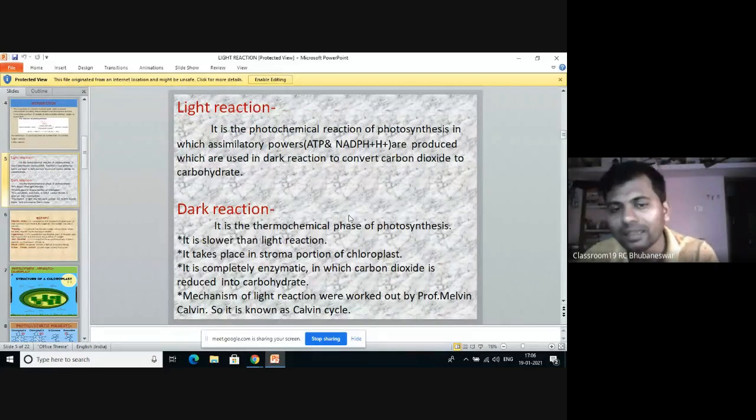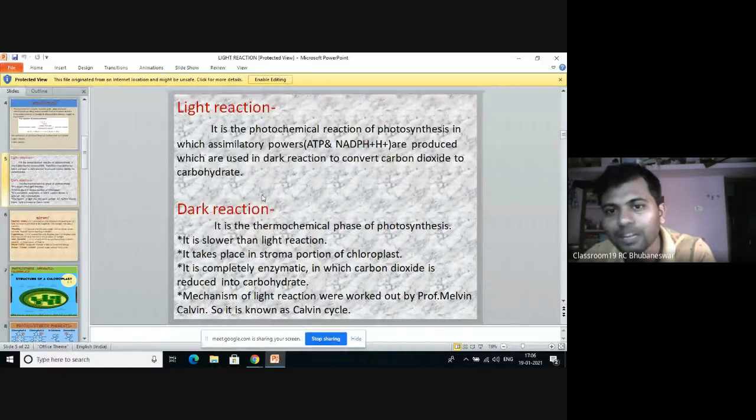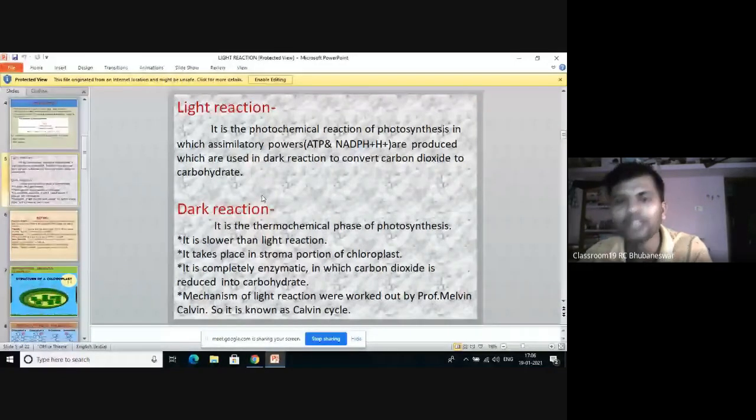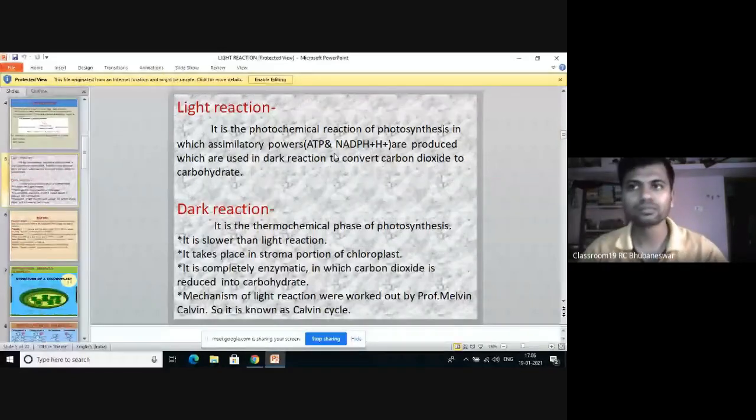In the dark reaction, what happened? Carbon dioxide is converted into carbohydrate, or CO2 is converted into C6H12O6, by getting electrons from NADPH plus H plus and the energy of ATP. This is the fundamental idea about the light and dark reaction. Understood?